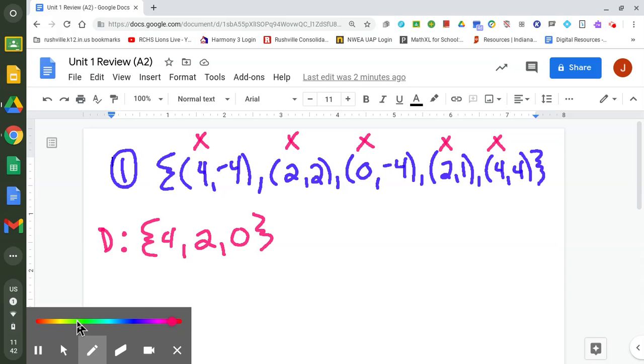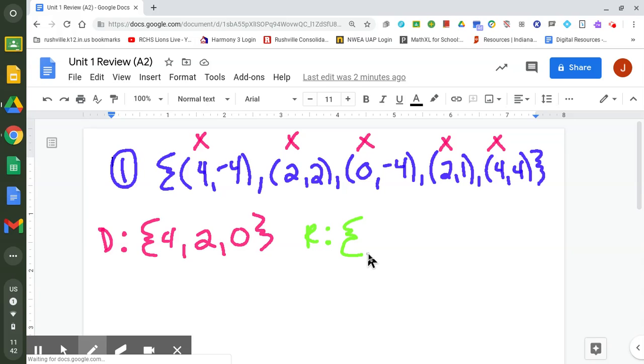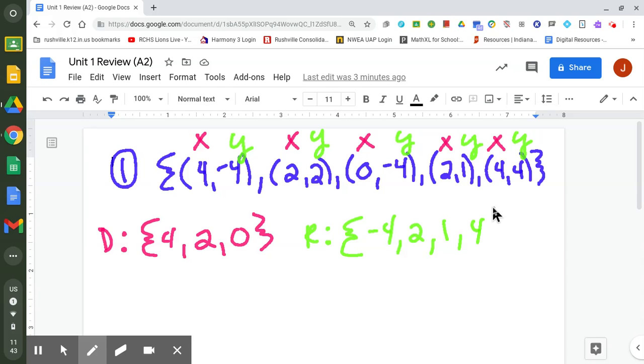And then the range are the y values. So again, we have the solution set. -4 is one of my y's. +2. And then I have a -4 again. I don't write it twice. I have a 1. And I have a +4. So that is the range of the set of 5 ordered pairs given.